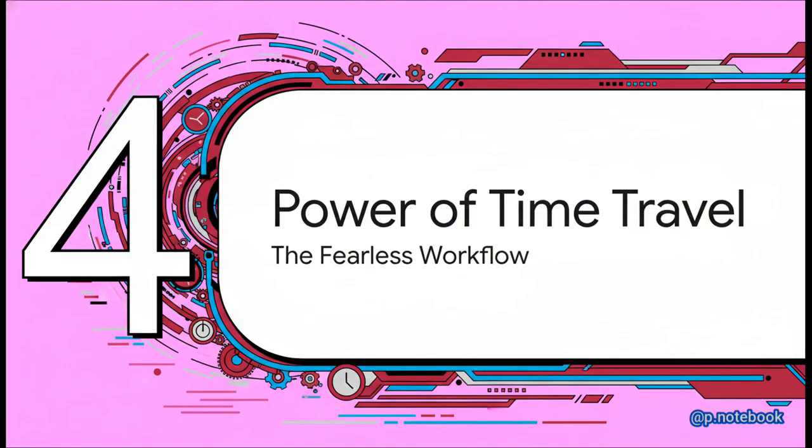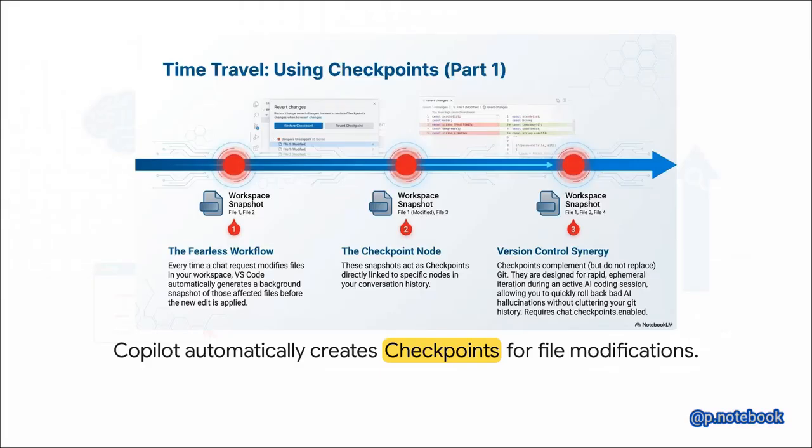Okay, get ready, because this next feature is a personal favorite. And honestly, it might be one of the most powerful things in the entire Copilot toolkit. It lets you experiment with absolute confidence because it gives you, and I am not exaggerating, the power of time travel right inside your workspace. So here's how it works. Every single time you ask Copilot to modify your files, it automatically creates something called a checkpoint. Just think of it like an automatic save point in a video game, but for your entire coding session.